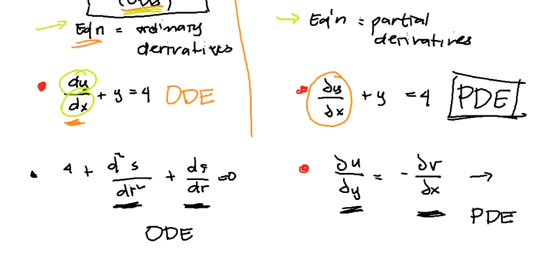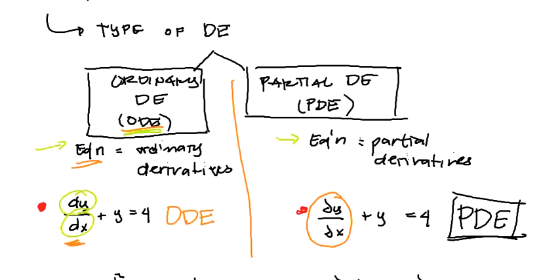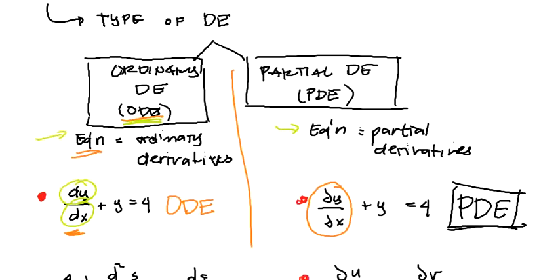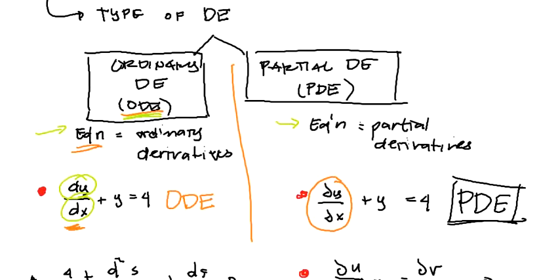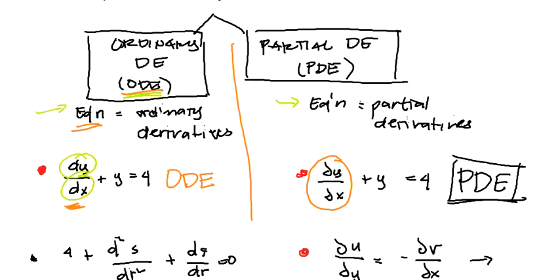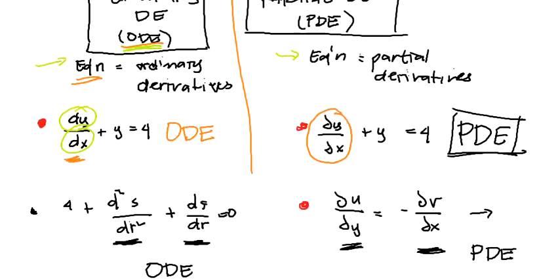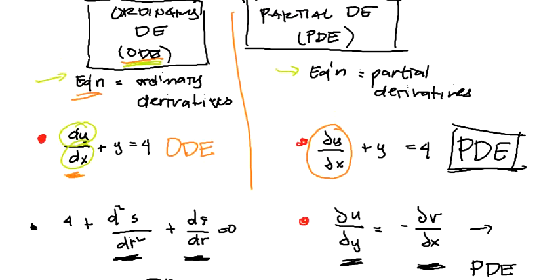Okay, so that is the classification of DE by type. Once again, we have the ordinary differential equation and the partial differential equation. Ordinary means an equation containing ordinary derivatives, and partial DE means an equation containing partial derivatives.